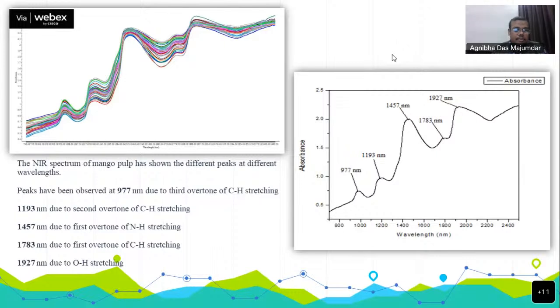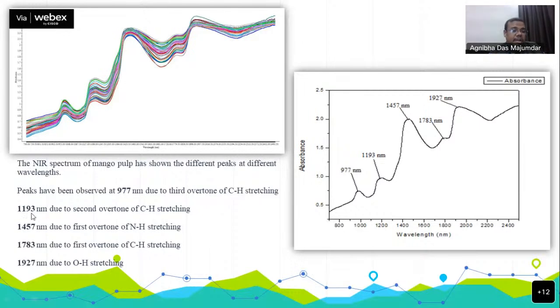So now just let me introduce the spectra. In that spectra, there are different peaks at different wavelengths. So at 977 nanometer, the peak is observed due to the third overtone of the CH stretching. At that particular wavelength, they have absorbed the NIR radiation and they have shown this kind of peak.